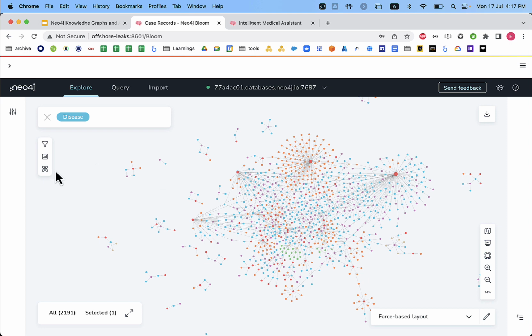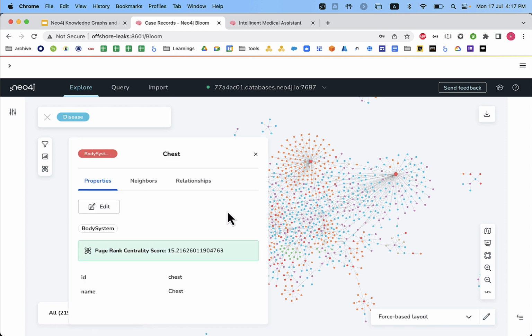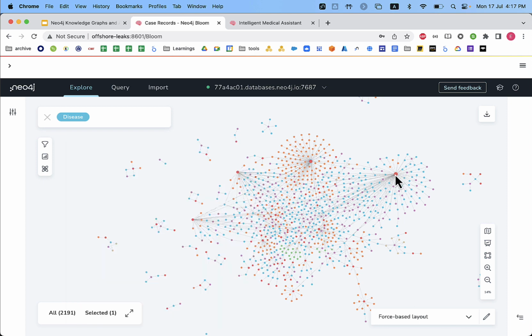Once I run the algorithm here, I get to know that there are certain nodes, especially this body part, chest, which has a high centrality score of 15. That means a lot more diseases and symptoms are focused on this particular node. Similarly, you have a lot more algorithms to apply and gain insights which are usually hidden out of plain sight. Neo4j graph data science supports close to 70 plus algorithms today, and you can leverage these graph data science algorithms and do in-graph machine learning within the Neo4j database itself.